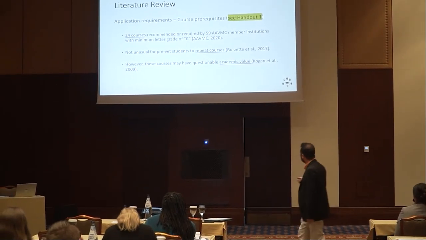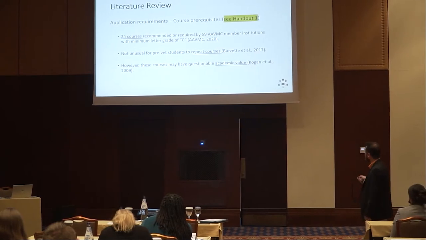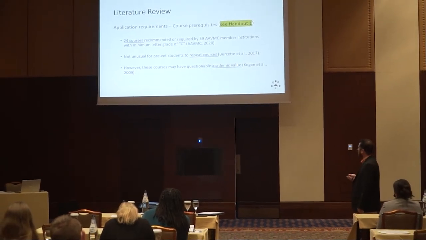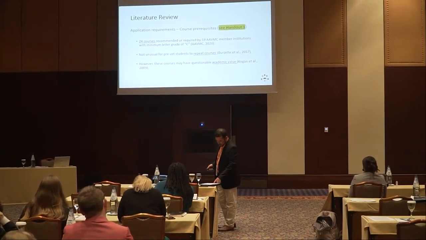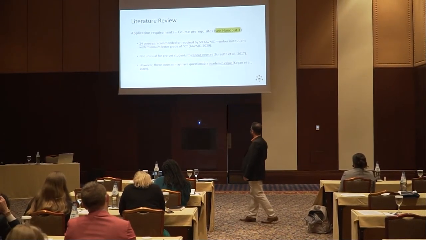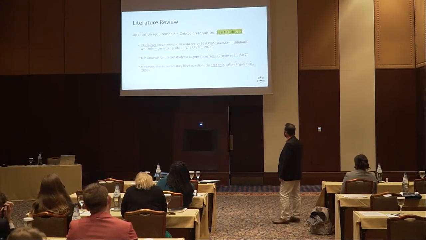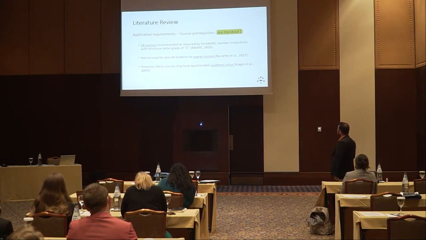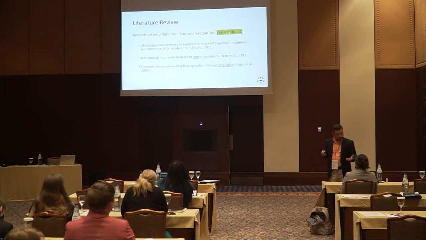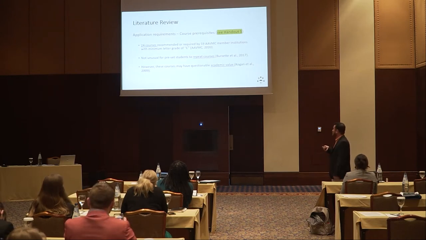We're basically talking about 59 member institutions of the Association of American Veterinary Medical Colleges, and they require about 25 courses, recommended or required. You can see the list in there. It's interesting that, as Bruce mentioned, a lot of students will repeat courses like chemistry probably an average of three times. So they spend a lot of time trying to fulfill those requirements.